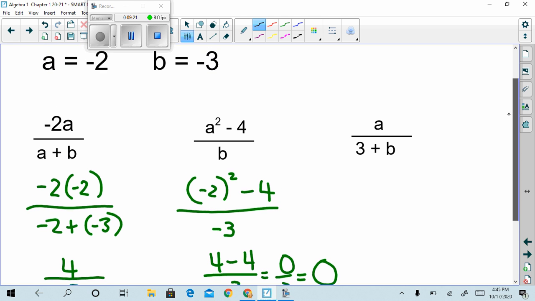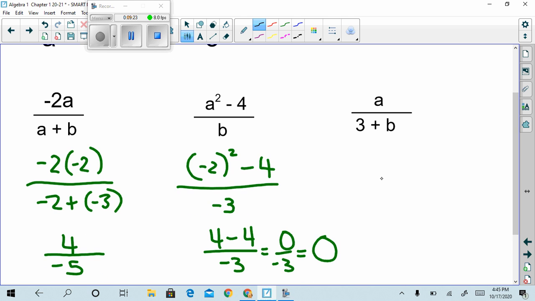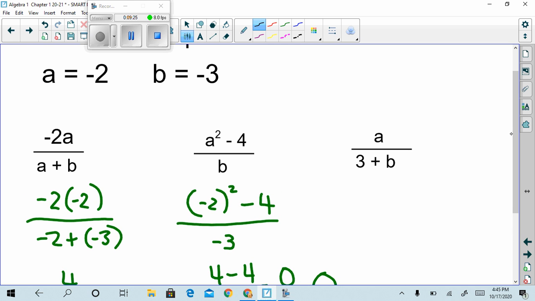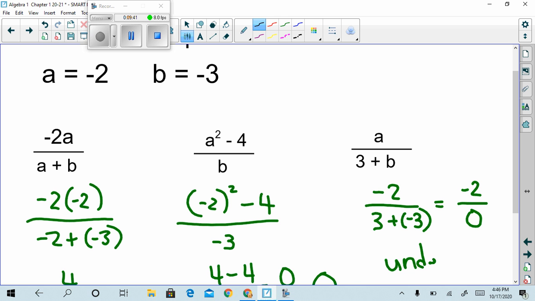Let's take a look at one more. Again, I'm using negative 2 as my a and negative 3 as my b. This simplifies to negative 2 over 0, which we know to be undefined. We can never divide by 0.